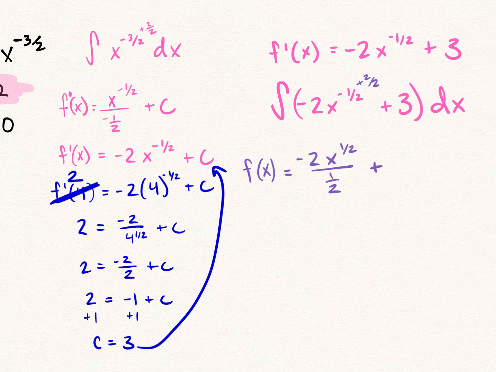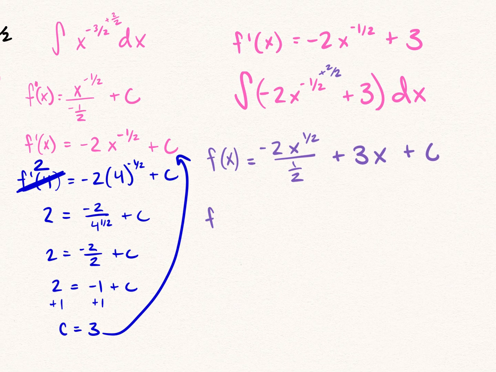Plus, what's the antiderivative of 3? 3x, perfect. Plus c. If you want to call this c2, you can, just because it's not going to be the same c that we just solved for. You don't have to, just as long as you keep your work organized and you know we're finding a new c now.